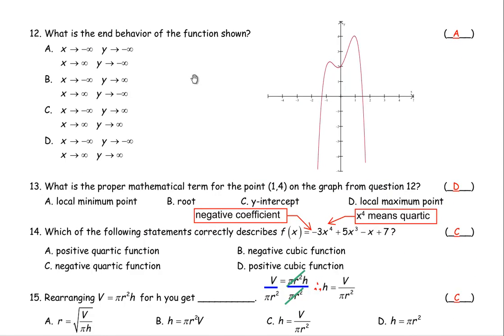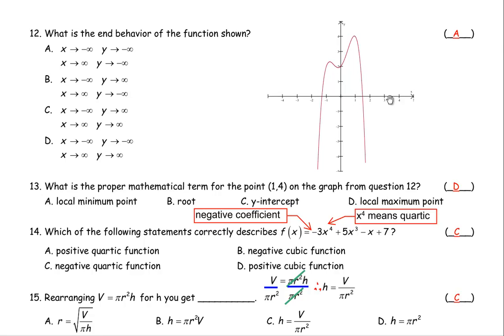For number 12, and actually 13 relates to this graph too, we're asked what is the end behavior of this function shown? And so one way to state the end behavior is what happens to y as x goes to the far left or x goes to the far right. So as x tends towards negative infinity, the graph goes way down, the y's become very large negative numbers, so y would be tending towards negative infinity or a very large negative number.